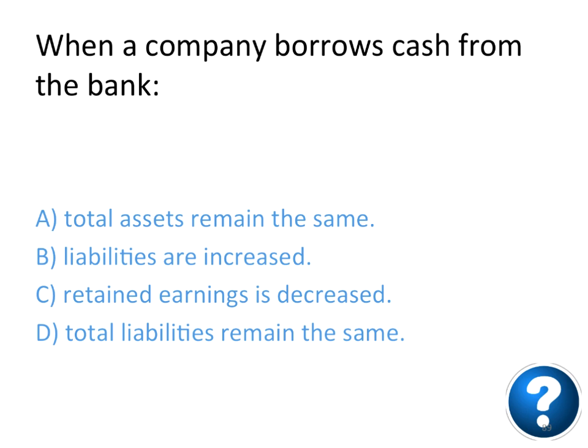Okay, I guess we're done with our question break. Another question. When a company borrows cash from the bank: A, total assets remain the same. B, liabilities are increased. C, retained earnings are decreased. D, total liabilities remain the same.